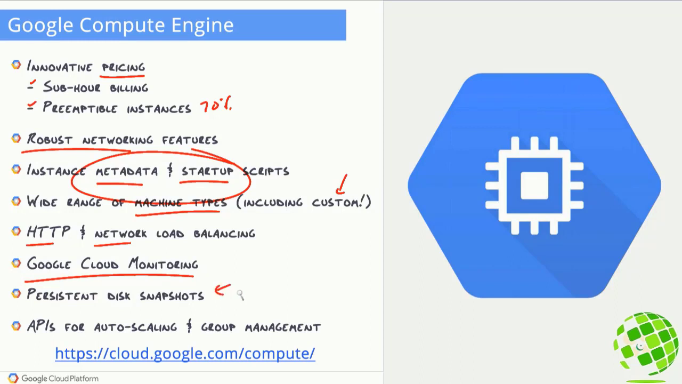We also have the ability to take snapshots of our persistent disks. So very, very simple to back up our data or copy our data or migrate our data between machines. We also have some advanced APIs out here that allow us to do some pretty cool stuff.